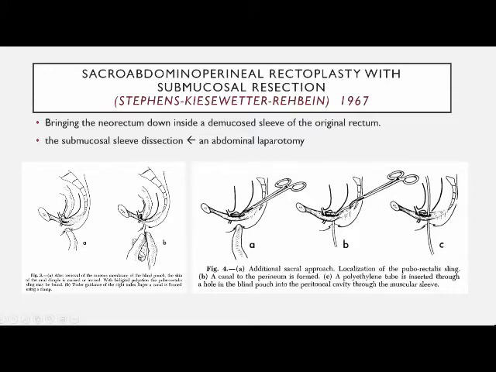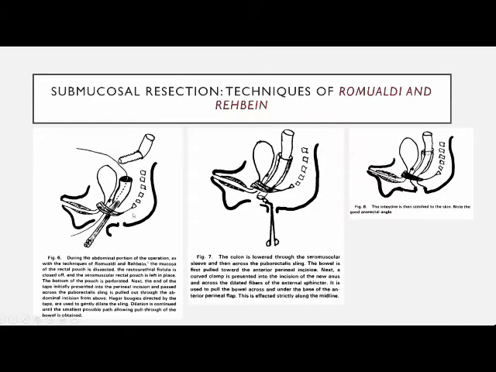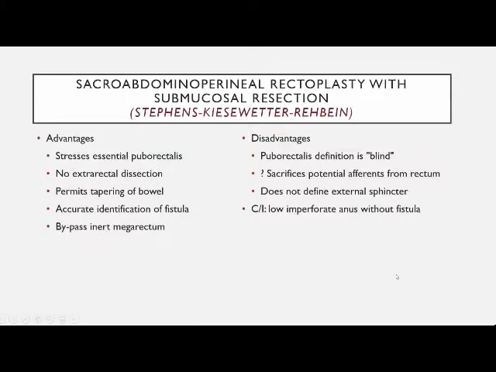The perineal canal through the puborectalis sling is defined by bidigital palpation as shown here. And then, similar to Stephens' procedure, the colon above is pulled down through a denuded area of the rectal pouch as shown here. This also stresses the essentiality of the puborectalis, with no extra rectal dissection, permitting tapering of the bowel.